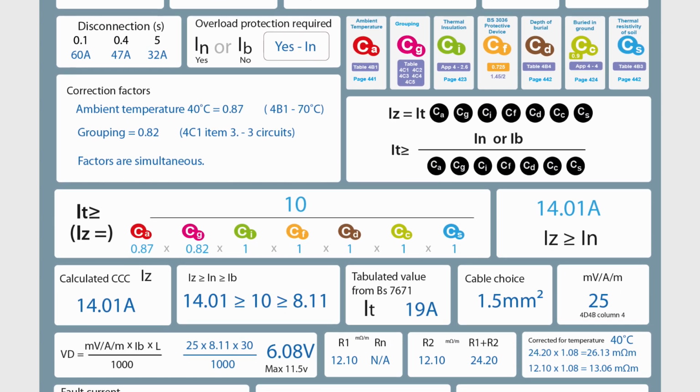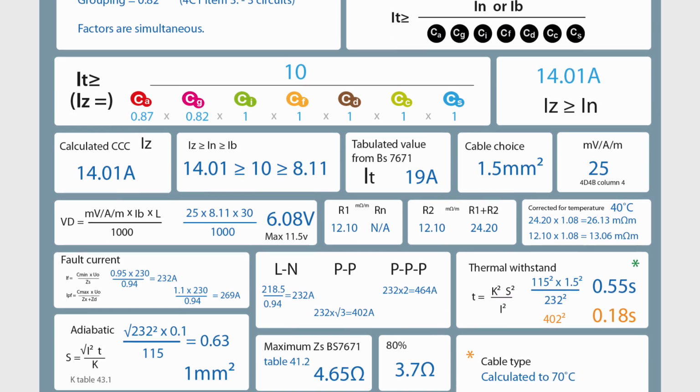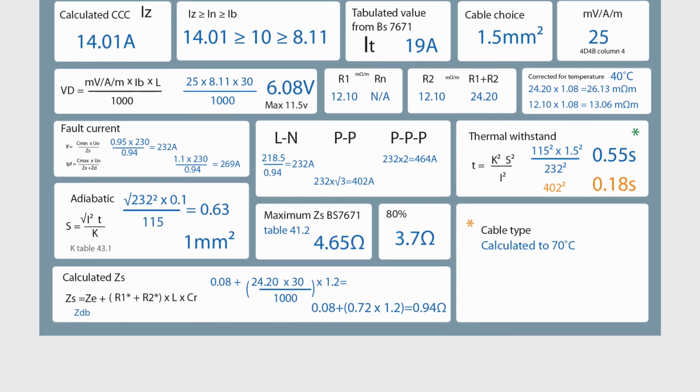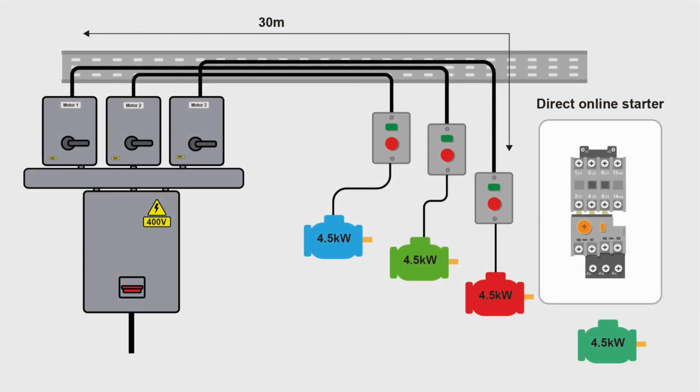preliminary volt drop, we've got our correction factors, we're going to be calculating IZ, we're going to do our volt drop, we're going to check our fault current, we're going to do the adiabatic and thermal withstand calculations, and we're going to calculate ZS. This is still a basic cable calculation, but trying to introduce some new elements to it, the three-phase and such. An entirely theoretical setup. It's not a video on how to install motor controls at all.